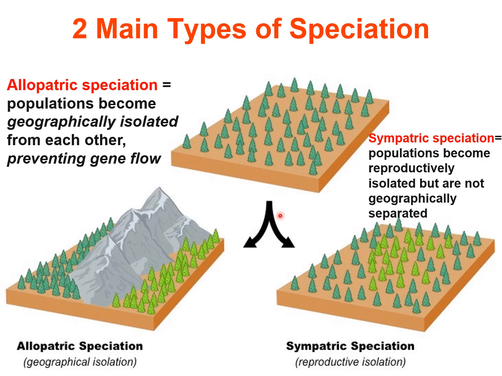And then sympatric speciation, the two populations are not geographically isolated, but there's something going on that they're not reproducing together. So they're going to be reproductively isolated instead. And so we'll take a look at an example of that. So this is sympatric speciation. Sym means together or the same, and patric means homeland. So they're still living in the same area, but they're just not reproducing together. So they become reproductively isolated.